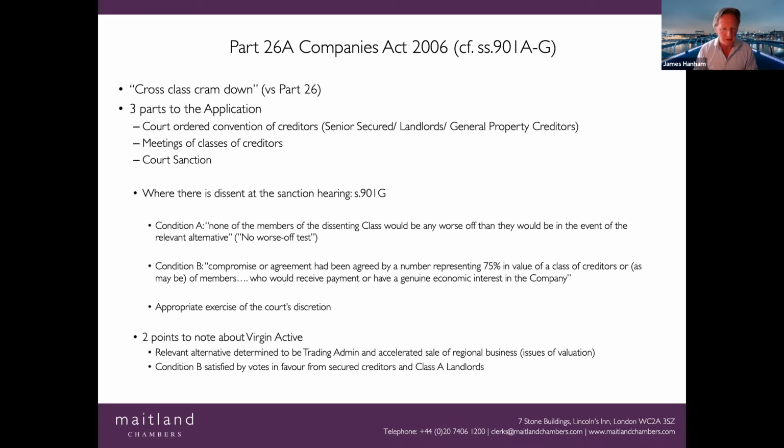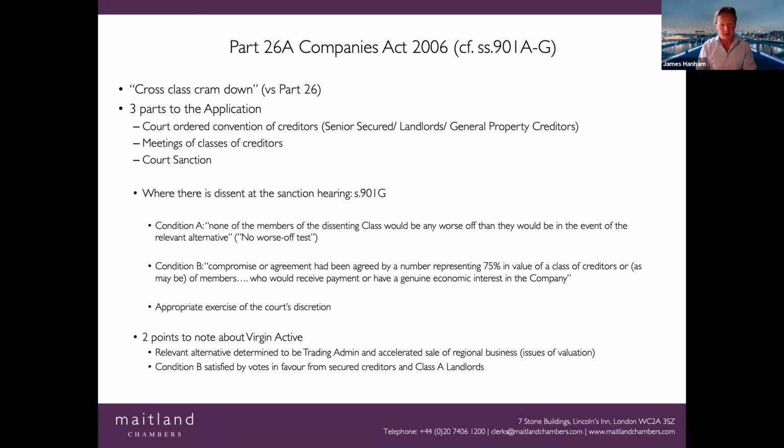And the company needs to satisfy the court of two things. First of all, condition A: none of the members of the dissenting class will be any worse off than they would be in the event of the relevant alternative, which in Virgin Active was called the no worse off test. And condition B: the compromise or agreement had been agreed by a number representing 75% in value of the class of creditors, or as may be of members, who would receive payment or have a genuine economic interest in the company. And then lastly, the sanctioning of the plan needs to be an appropriate exercise of the court's discretion.